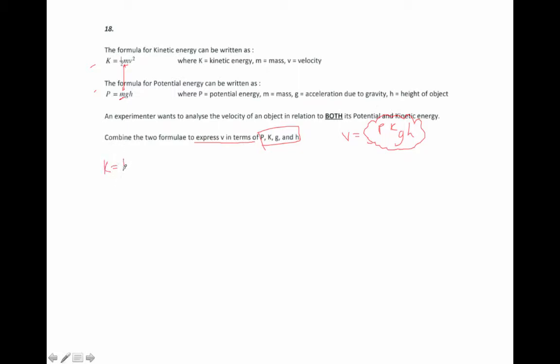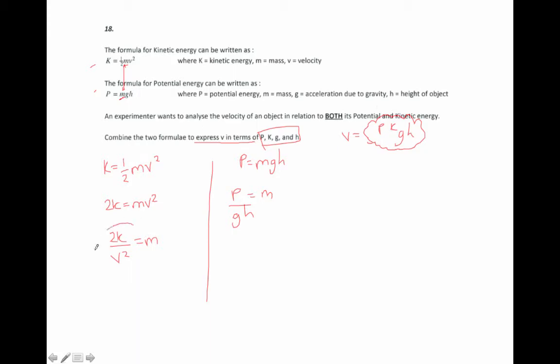The first one says k equals a half mv squared. How do I make m the subject? Well, times by 2, that would give me mv squared, and then divide by v squared. So 2k over v squared is equal to m. And then with the other formula, I've got p equals m lots of gh. So m equals p over gh.